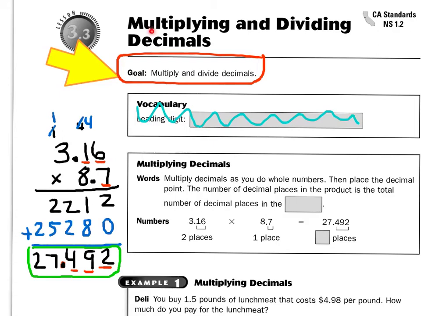Hi, you guys. Let's talk about multiplying and dividing decimals today. So our goal is to multiply and divide decimals. You can cross out this vocabulary term. We're not going to do that. Let's take a look at multiplying decimals and look at their example.